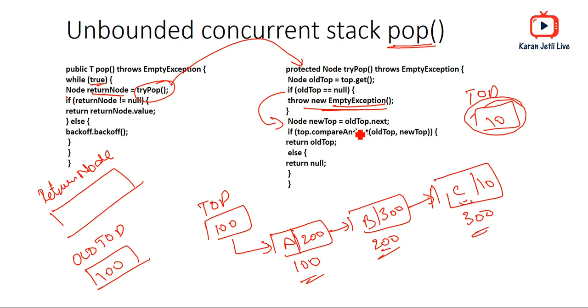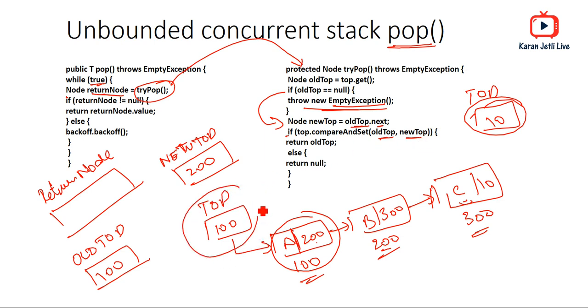Node new top is equal to old top dot next. Now I have another variable, new top. New top is equal to old top dot next. So what is old top? 100. 100 dot next is what? 200. So what goes in new top? 200. Okay. Then top compare and set with old top and new top.